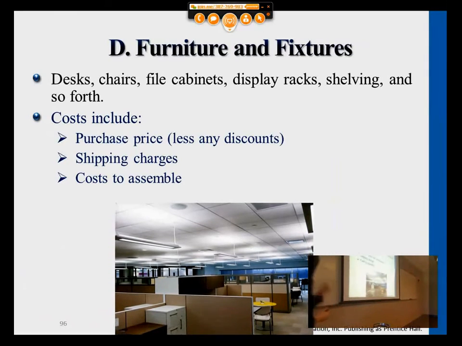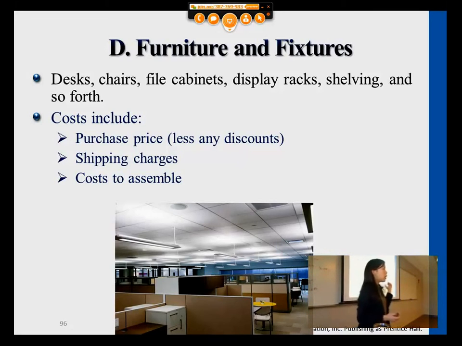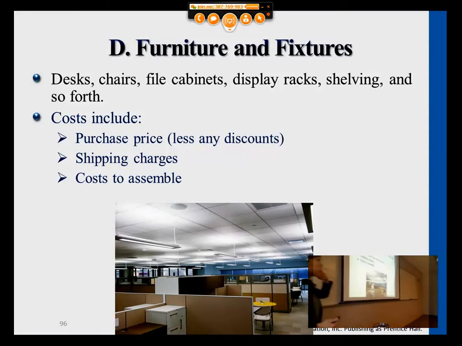Okay, now for furniture and fixtures, the same deal. Purchase price, shipping cost, cost to assemble, all of them we add together before the asset is being used. Any minor repair after that goes into expenses. Any money that you spend on a major repair that extends the lifetime goes into the asset account.